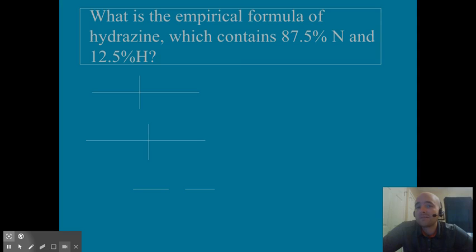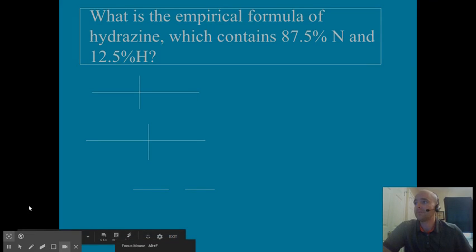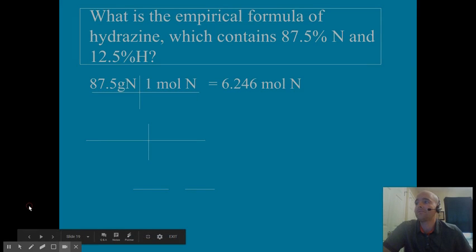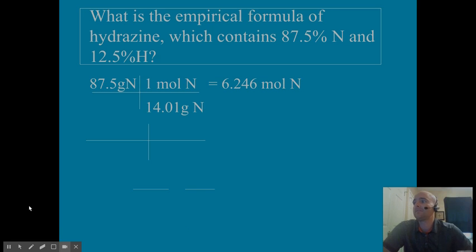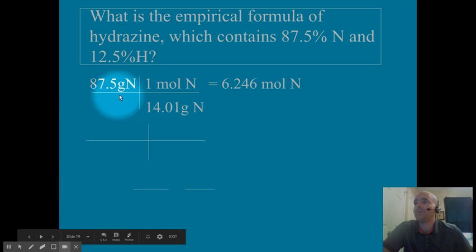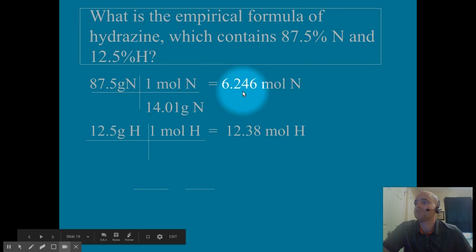If the problem gives us a percentage, we can still apply the same method if we assume that it is a 100-gram sample. If I have 87.5% of a 100-gram sample, that means that there are 87.5 grams. So when I find the empirical formula of hydrazine, I can still take my 87.5 grams, change percents to grams, and convert those to moles.